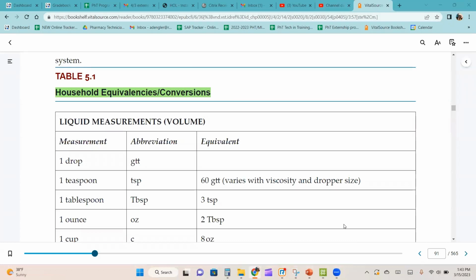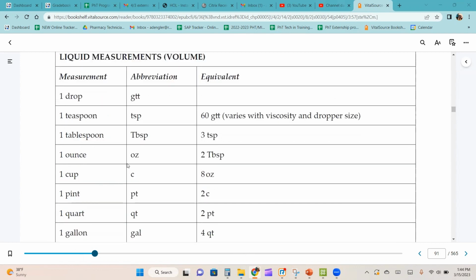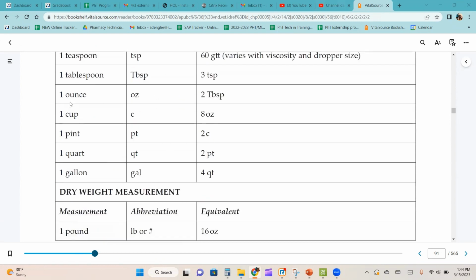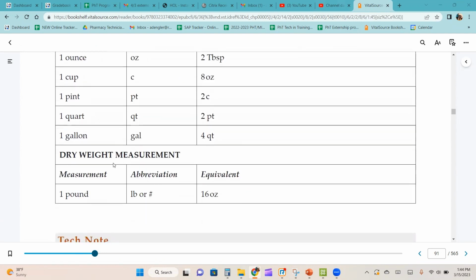Okay, so table 5.1 shows household equivalencies and conversions. This is a nice little chart. We have the measurement, the abbreviation, and the equivalent. We also have the dry weight measurements.